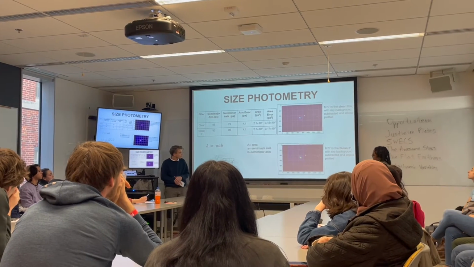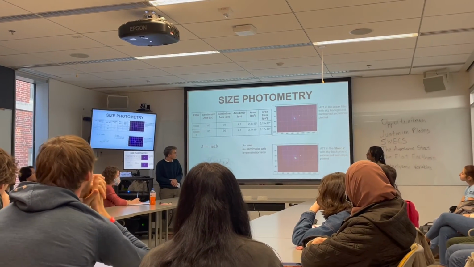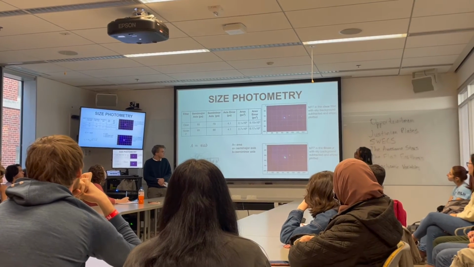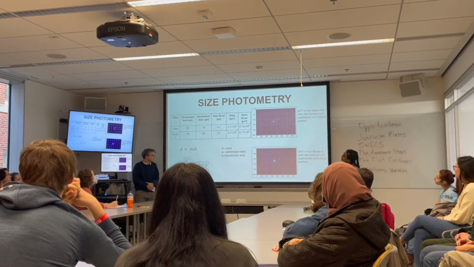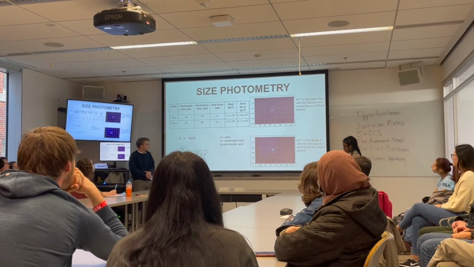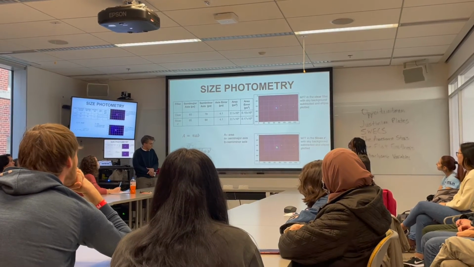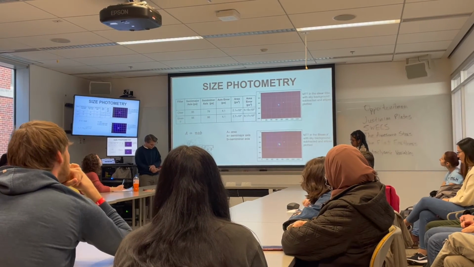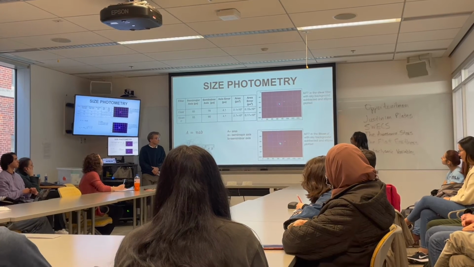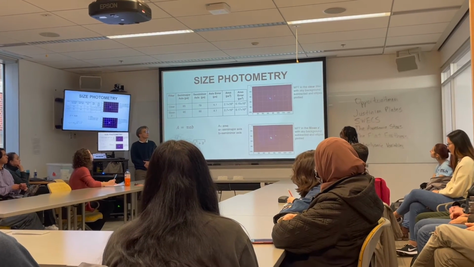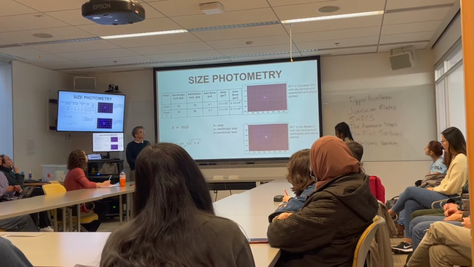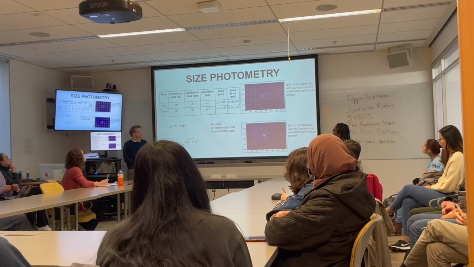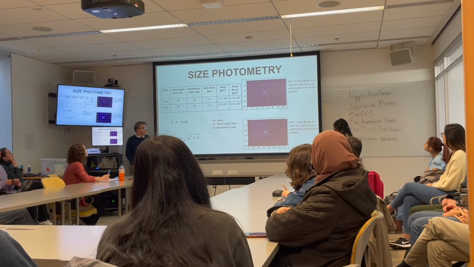So to find the size of M77, we use the area equation listed over there, where A is the semi-major axis and B is the semi-minor axis. And using it for each filter, we got that the clear filter is 2.1 times 10 to the 4 pixels squared, and the Z prime filter is 2.7 times 10 to the 4 pixels squared.